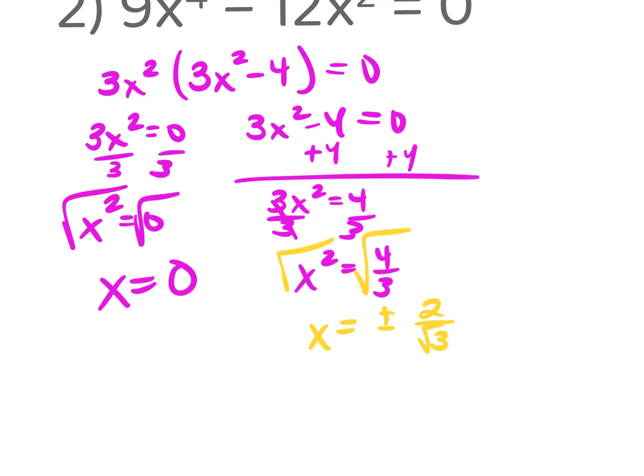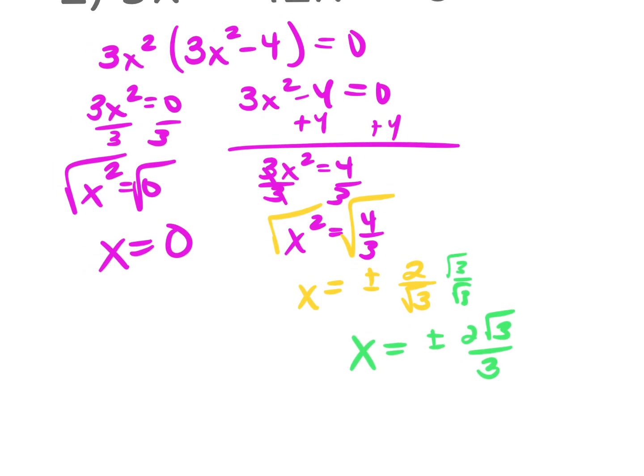Excuse me, square root of 3. Do we leave it like that? No. So what do I need to multiply top and bottom by? The square root of 3. So I have x equals plus minus 2 root 3 over 3. Is that a real answer? No.